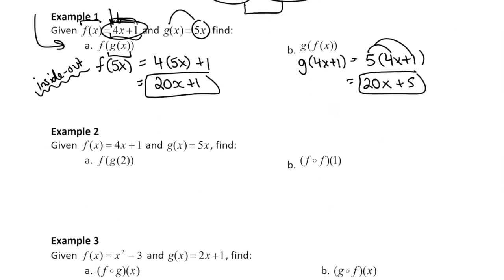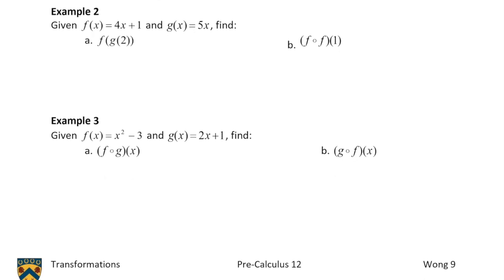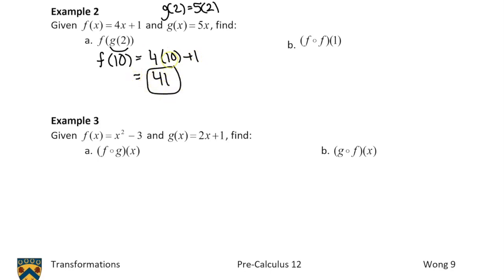Okay, those were in terms of x. Let's look at example 2, where we have something where we can get a numerical value now. So f of g of 2. So g of 2, we know from last class, would mean that we replace x's with 2's, and you get 5 times 2, which is going to give you 10. So this is like saying we have f of 10, and then when you write out your f of x function, wherever there's an x, you replace it with a 10, and you'd be left with an answer of 41.